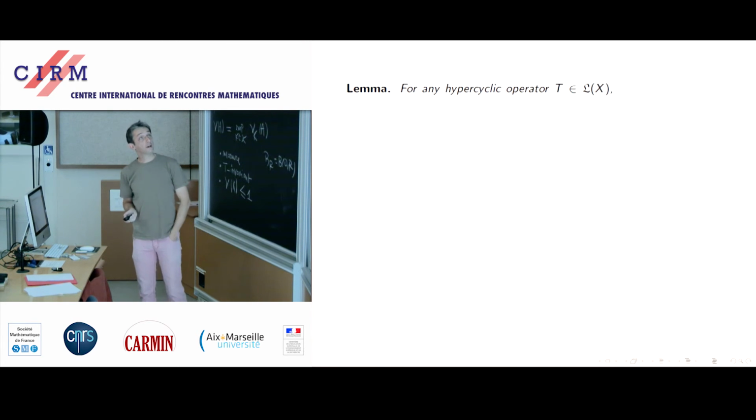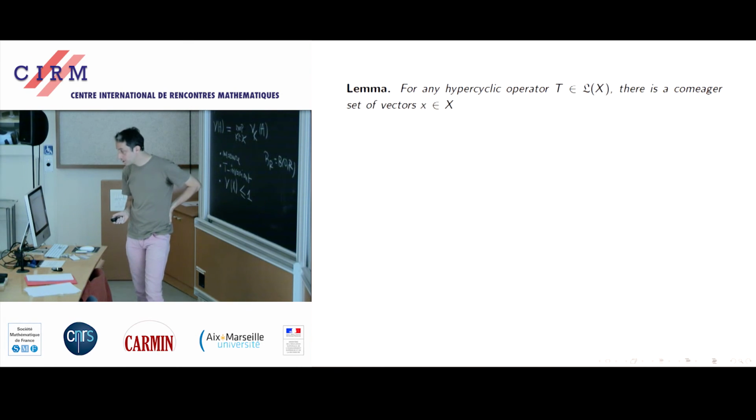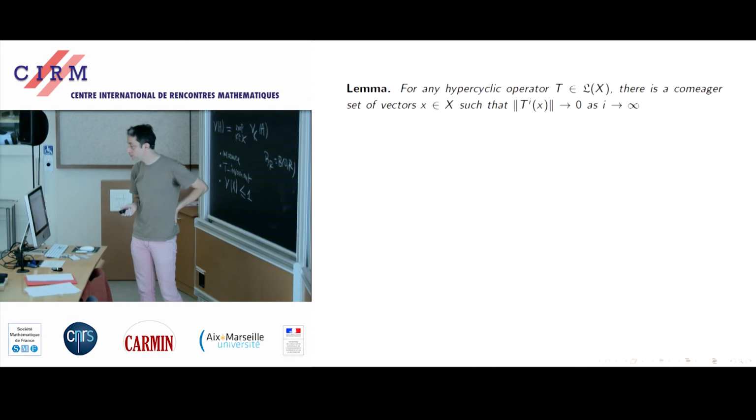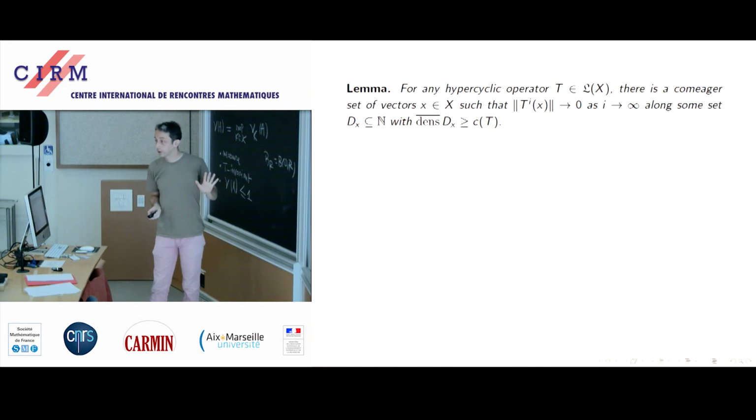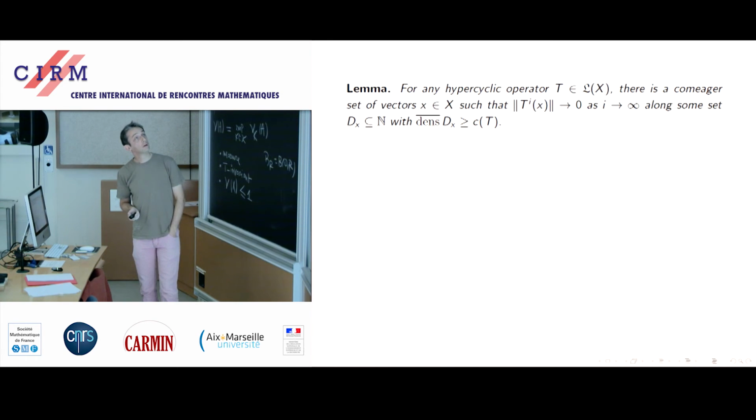So the lemma is like this. If you take any HC operator T, then you have a co-omega set of vectors X such that this happens. You iterate T, so T^i of X goes to 0 as i goes to infinity along some set which has upper density at least C of T. So as stated, this may be wrong actually. Maybe you should assume that C of T is positive, because if C of T is positive, this is clearly true.